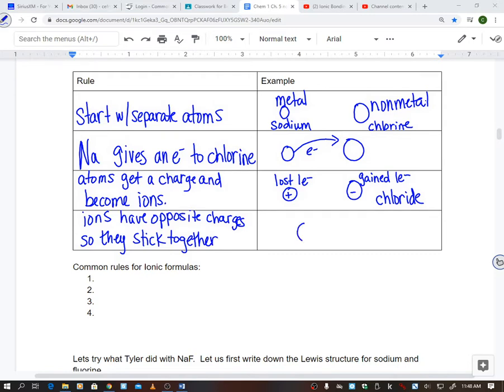All right, so we get this positive connected to that negative. So that's the steps of how this happens. Now this is a very simple one. It's just sodium and chlorine. One's losing one, one's gaining one. So we can see where they're going to get a little bit more complex. Let's go ahead and move on and look at that.